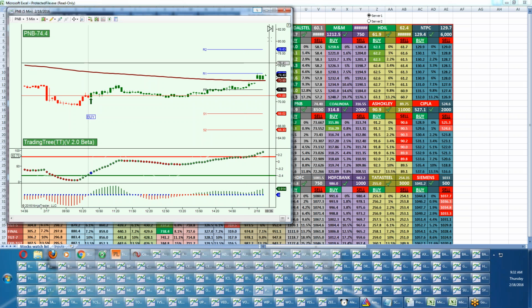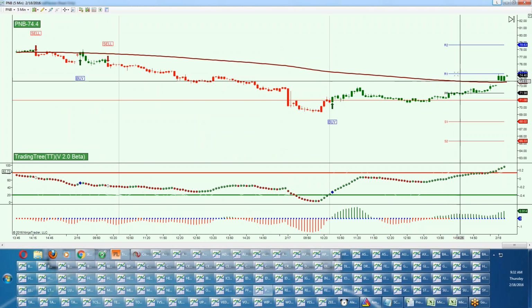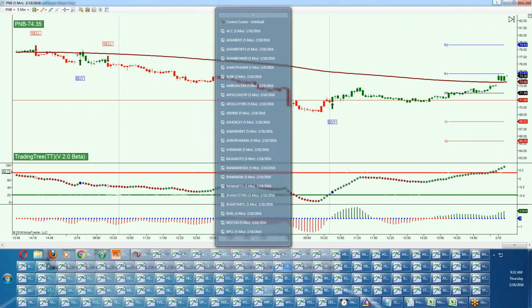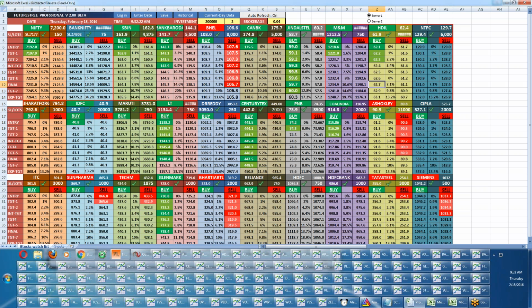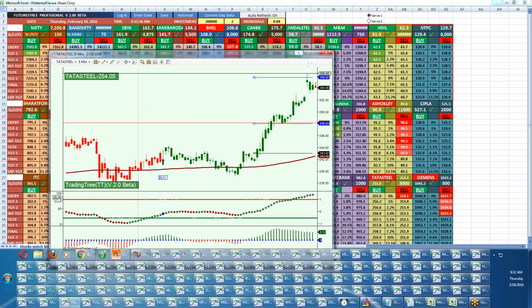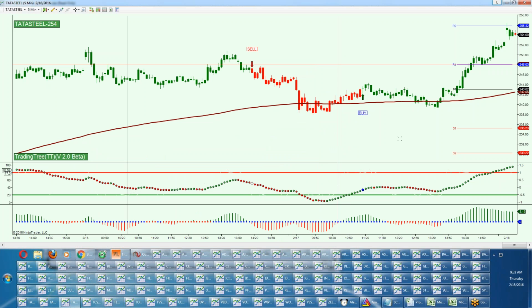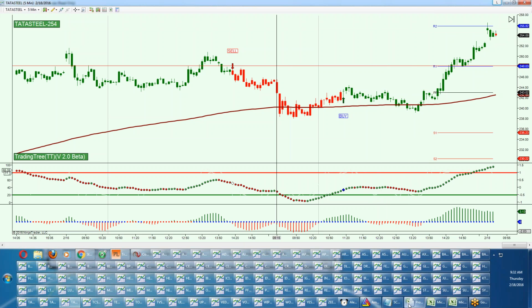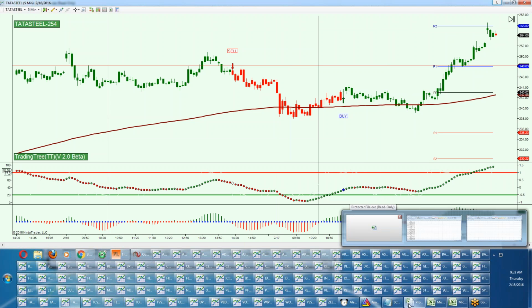So it has to break free from this R1 level, and then it is headed towards 78. So Can Bank we have a buy. Tata Steel we have a sell. It's safe in case you put your stop loss on Tata Steel and trade, because it seems like an upside movement.